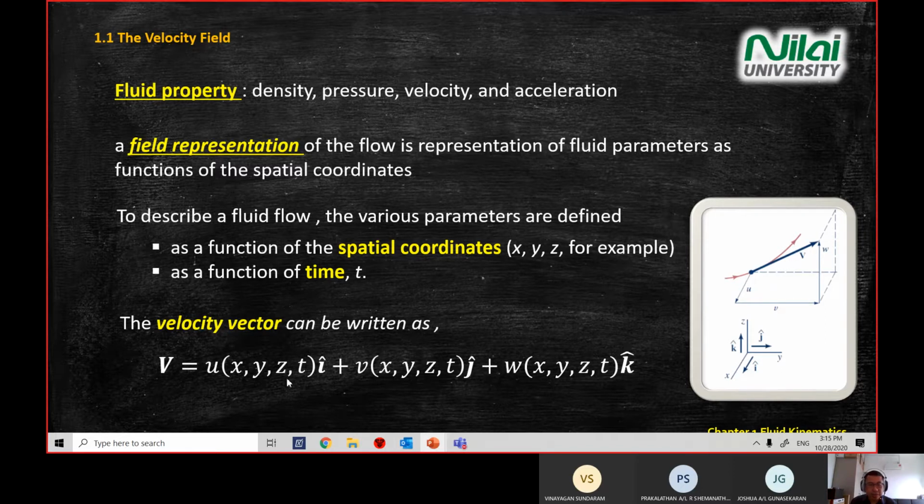In a normal solution for our problems, usually we don't write all this out. We don't write x, y, z, t. Only when it comes to mathematical form, or when you want to go deeper into a derivation sometimes. If you want to solve a problem, you only need to write V equals u i hat plus v j hat plus w k hat, like that. So this equation represents this vector in 3D.